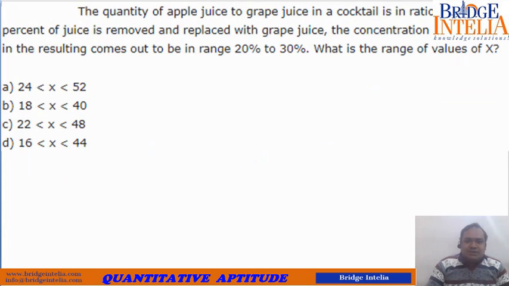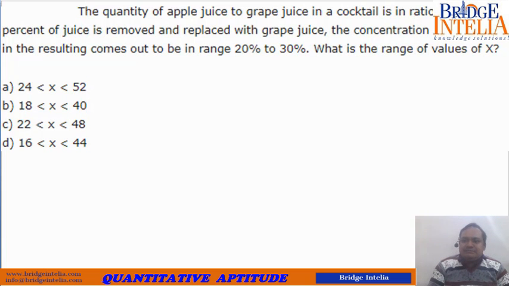Let's move to the next one. The quantity of apple juice to grape juice in a cocktail is in the ratio 5:9. If X% of the juice is removed and replaced with grape juice, the concentration of apple juice in the resulting mixture comes out to be in the range 20 to 30%. So what is the range of values of X?